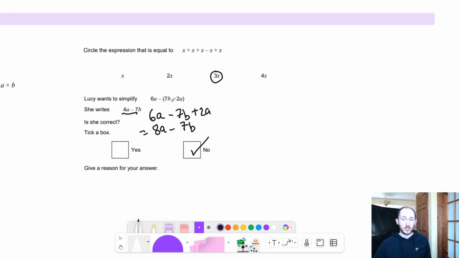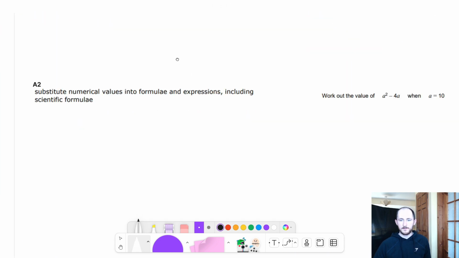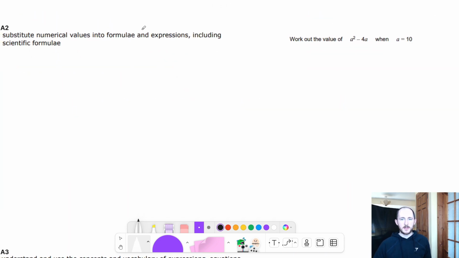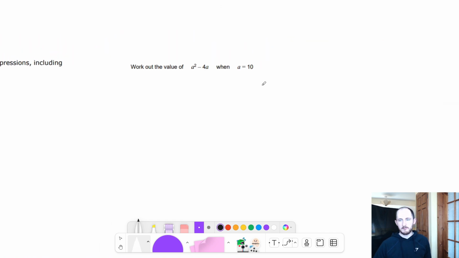And the reasoning is just you writing this out. Okay? You need to also substitute numerical values into formulae and expressions. Okay? So, again, when you substitute something, you're given some kind of expression or formula, and they'll tell you what each letter represents. In this case, we only have one letter.